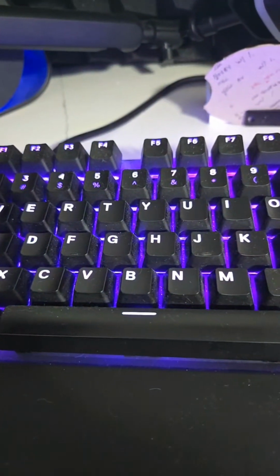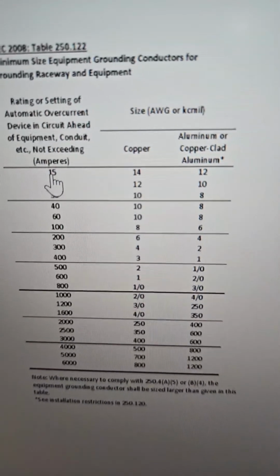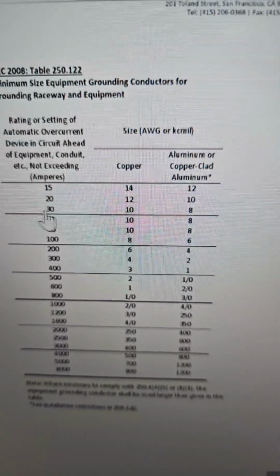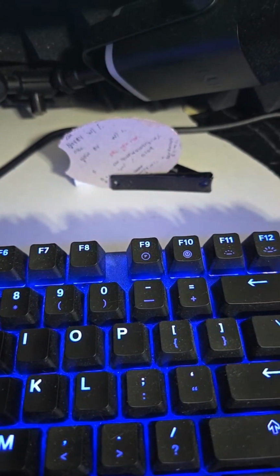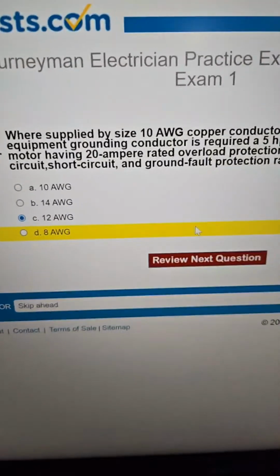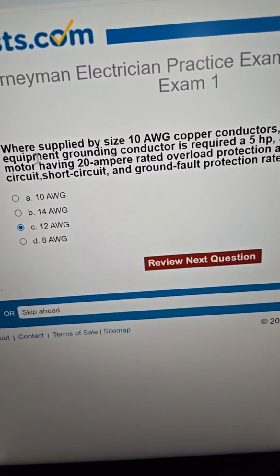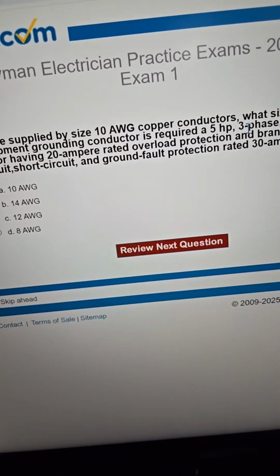We're going to go to 250.122. And we're going to see here that 15 amps, number 14 copper; 20 amps, number 12; 30 amps, number 10. Okay, what's the question? Supplied by number 10 copper conductors. What size equipment ground wire is required for a 5 horsepower, 3-phase, 208 volt motor?